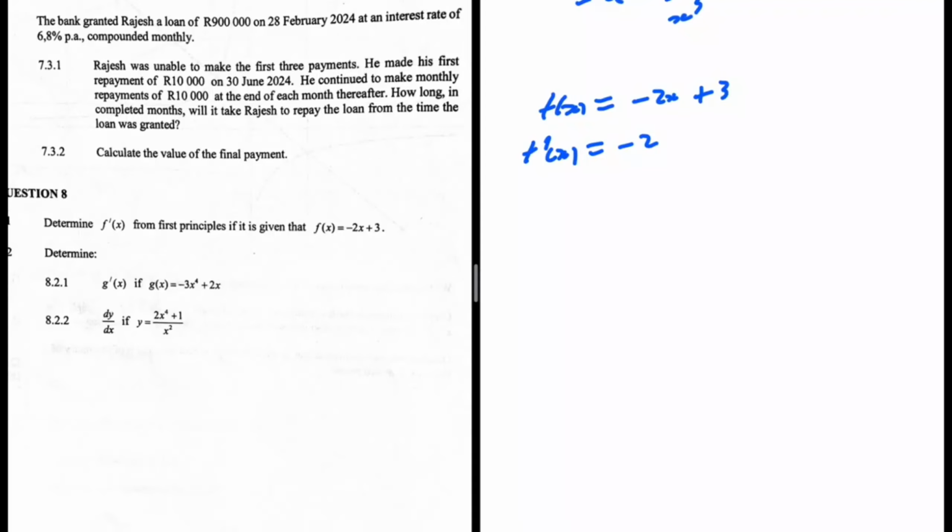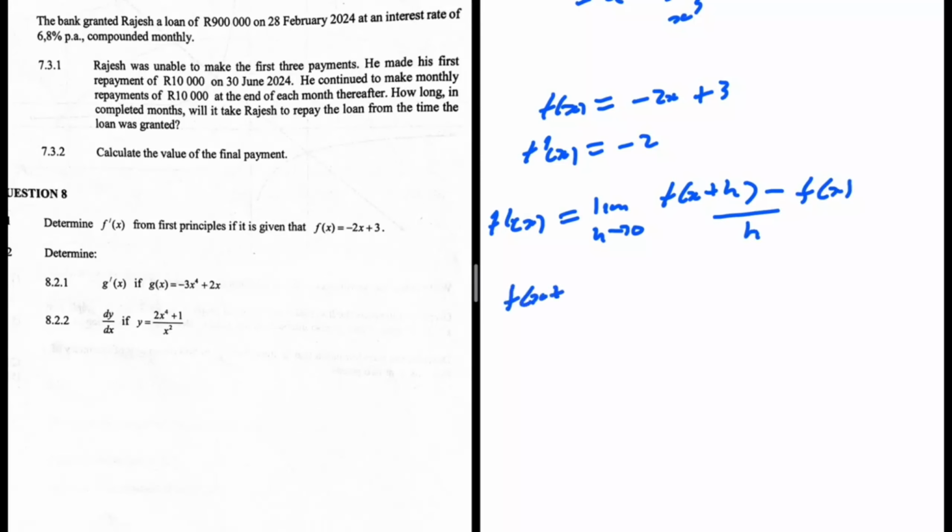So using first principles, we'll then say f prime of x is equal to the limit as h tends to 0 of f of x plus h minus f of x, everything divided by h. So f of x plus h will be equal to minus 2 times x plus h plus 3. This is equal to minus 2x minus 2h plus 3.